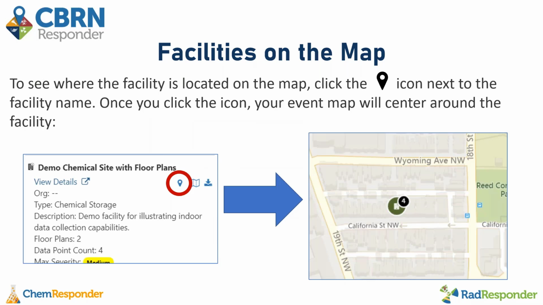If I want to see where the facility is located on the map, I'm going to click the waypoint icon next to the facility name. Once I click that icon, the event map is going to center around the facility, which is really helpful if you have a large scale incident and you're covering a lot of space. By clicking that waypoint icon, it's going to put your map directly where your facility is located.